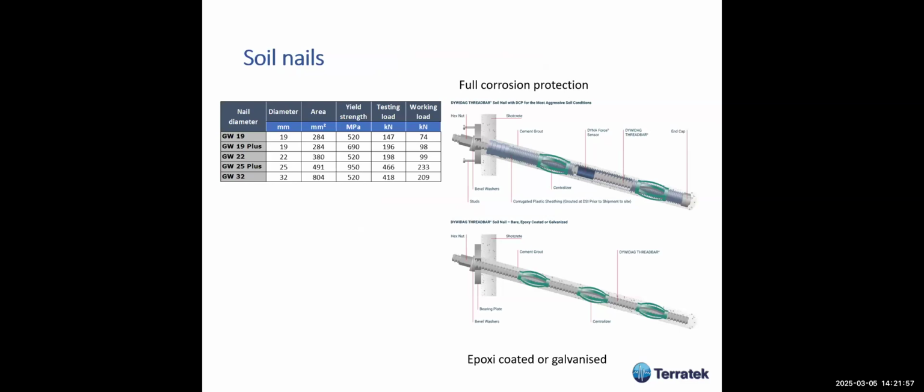Soil nails. Here you have full corrosion protection, and for temporary application, just epoxy or galvanized. In some countries like Hong Kong, south of China, they use this a lot, just galvanizing, and they are very happy with that. And as far as I understand, there's no big issue of corrosion where they have been using that as a soil nail. Okay.